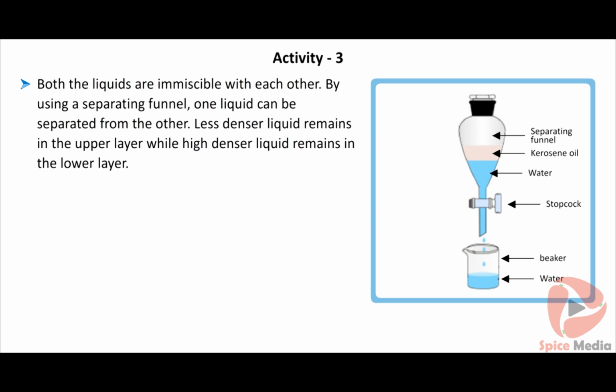Both the liquids are immiscible with each other. By using a separating funnel, one liquid can be separated from the other. Less denser liquid remains in the upper layer, while high denser liquid remains in the lower layer.